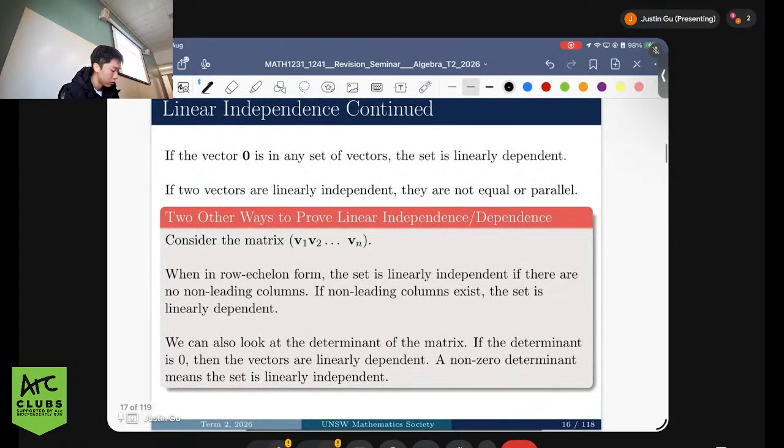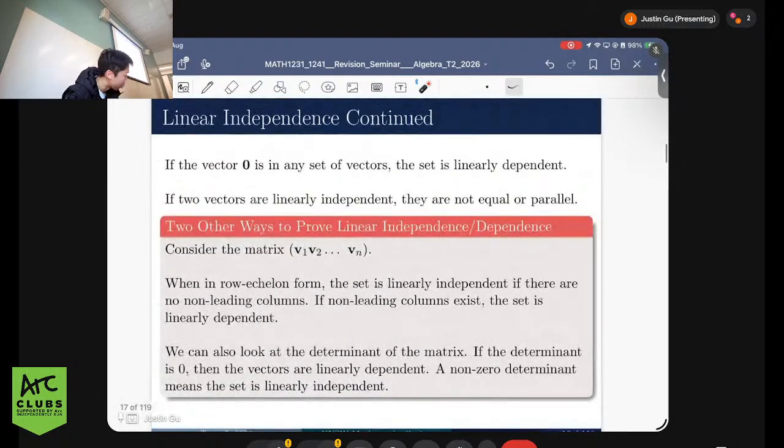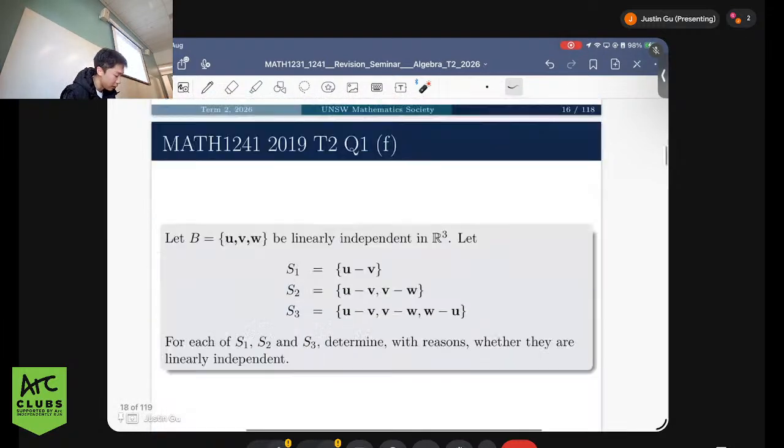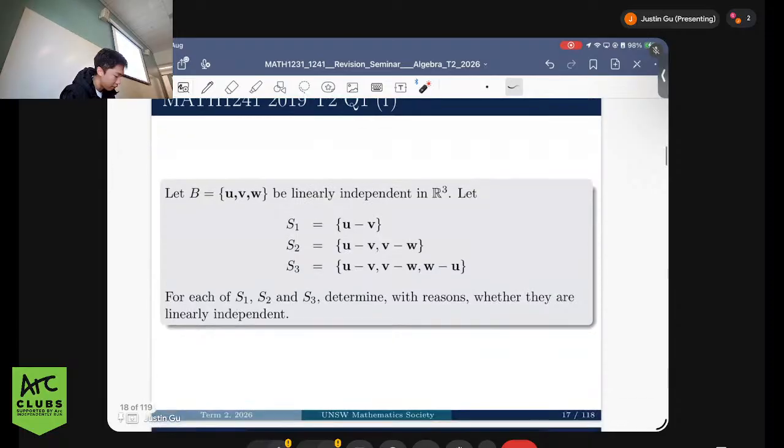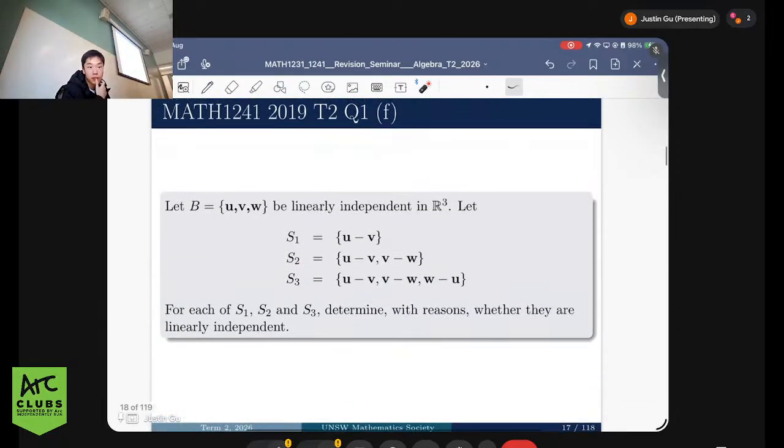As you can read, these are the two other ways to prove linear independence or dependence. No questions? Okay. I've got this question. I'll give you guys 2 minutes.